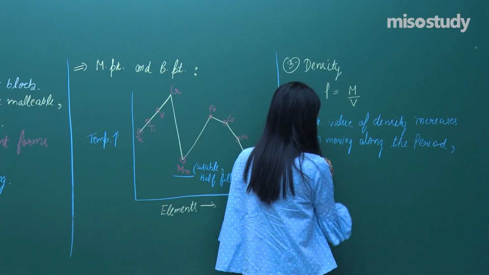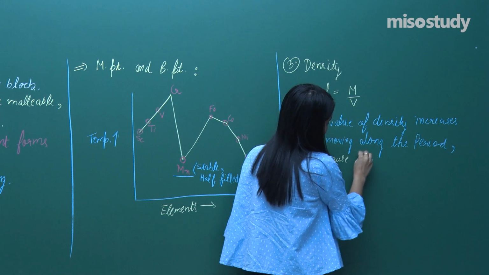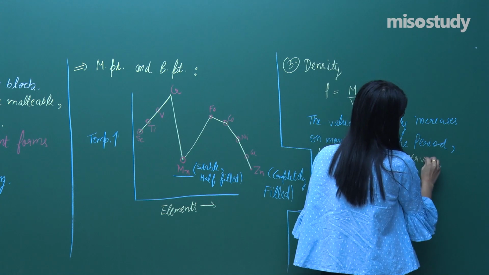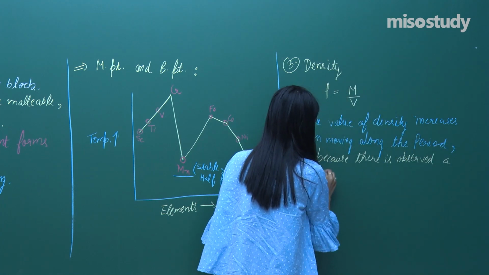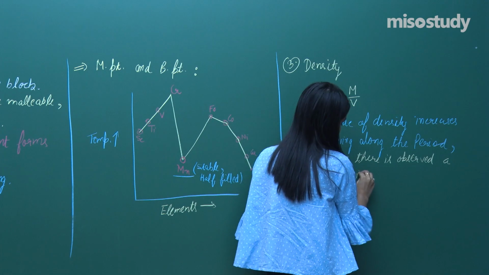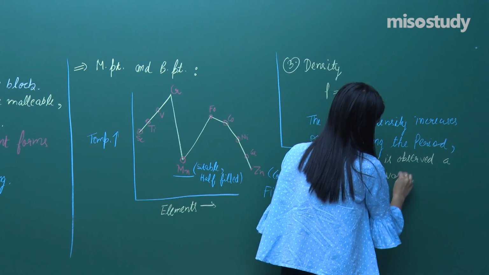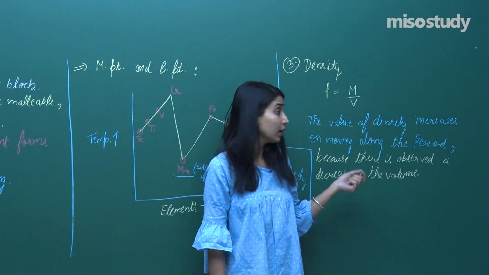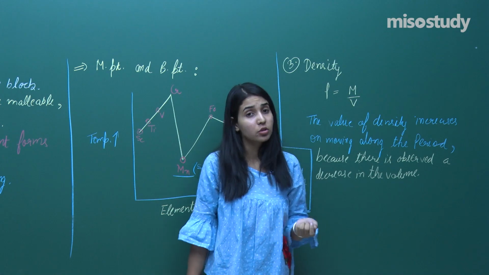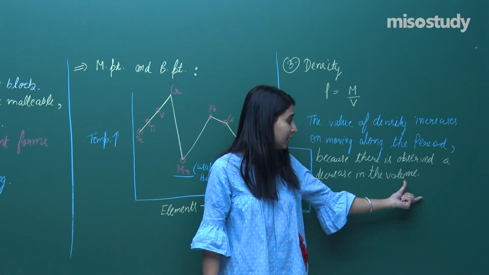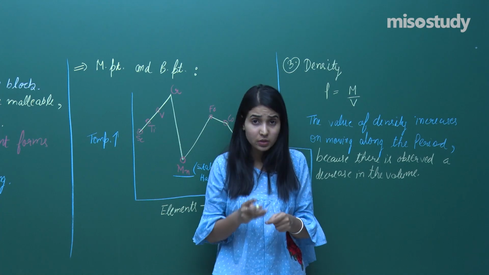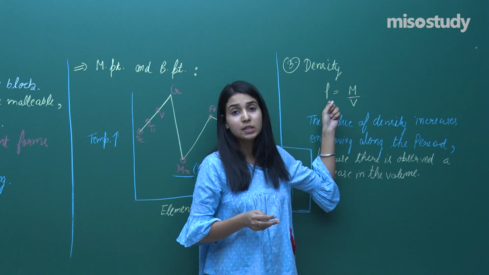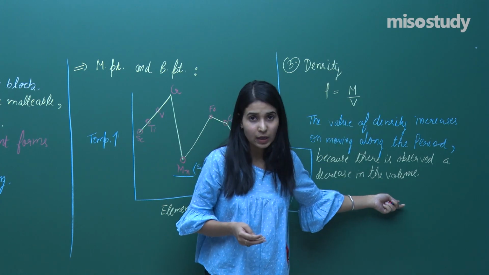I'll say because there is observed a decrease in the volume, and as it is written there, my density is inversely proportional to my volume. Because I observe a decrease in the volume, I can simply say that is going to lead to an increase in my density, right? So note down this one.